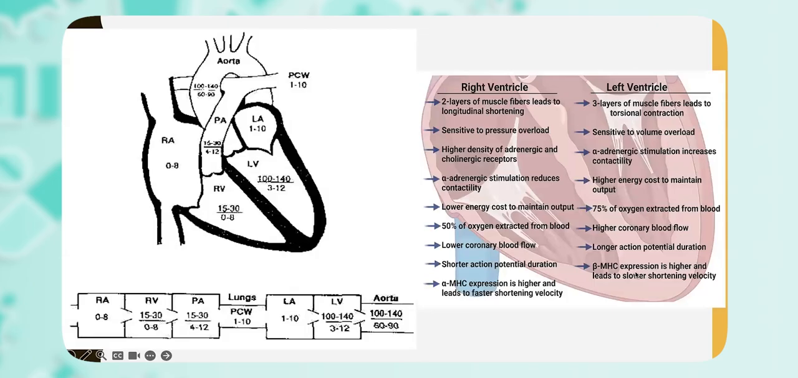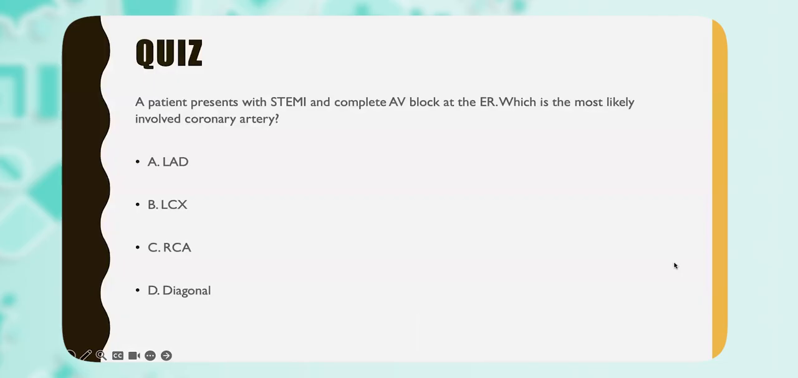So there is a difference between right ventricle and left ventricle. As I said earlier, left ventricle has more contractility, has 3 layers of muscle fibers, thicker wall, higher energy cost, more oxygen demand, and commands higher coronary blood flow, has a longer action potential. Even the MHC expression is different in right ventricle and left ventricle. All these things become very important in ischemic heart disease.